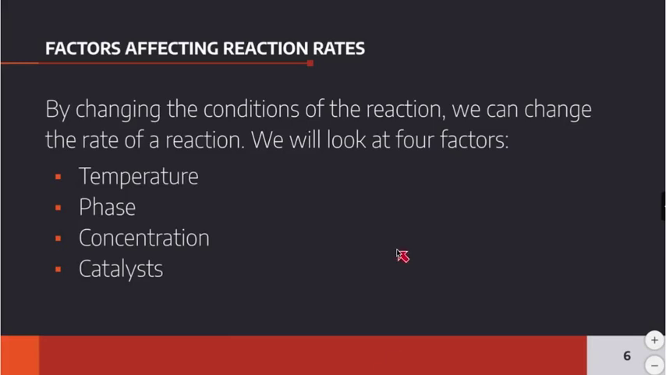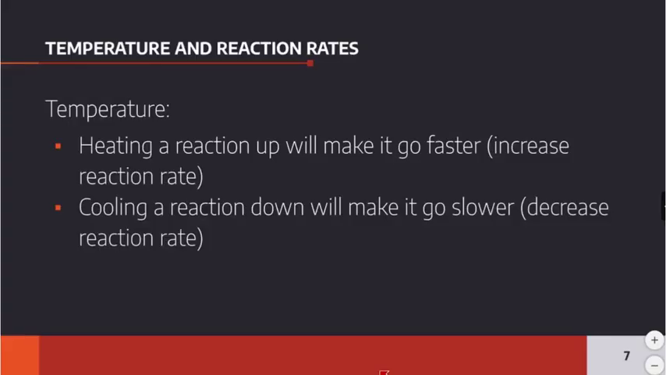So there are four major factors that we can use to change the rate of reaction, and they're conditions under which those reactions happen. Those four things that we're going to look at are temperature, how hot or cold it is, phase, solid, liquid, gas, concentration, which we'll talk about in a little bit, and the presence of a catalyst, which is another term that we'll get to in a second. So temperature is the most straightforward one. If you heat up a reaction, that reaction will go faster. That is, its reaction rate will increase.